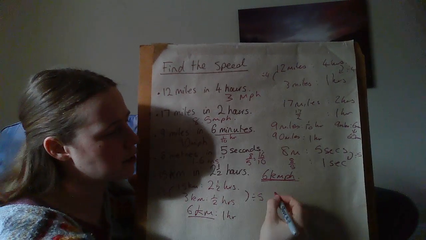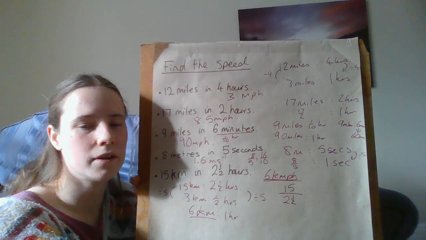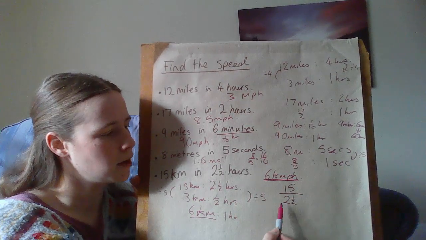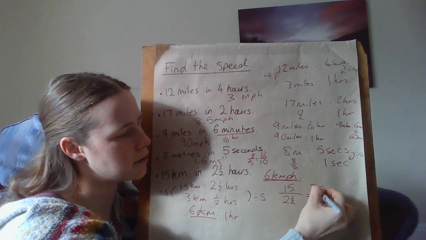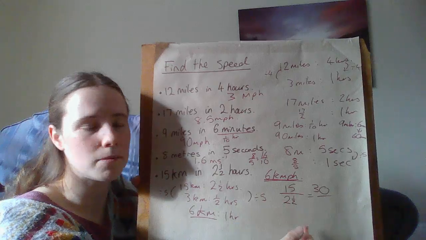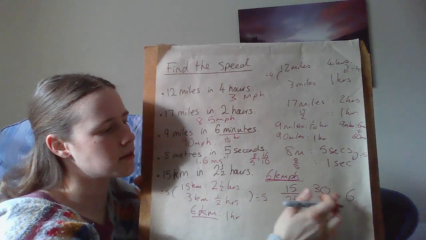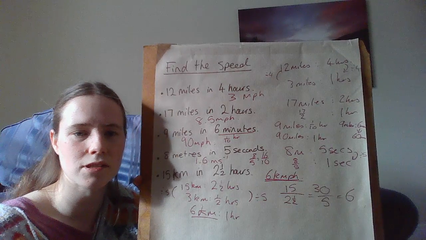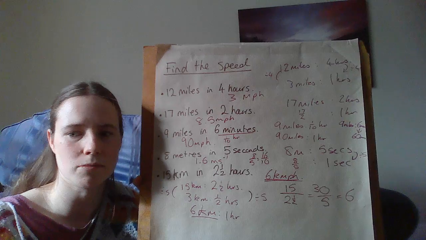If you had done 15 over 2.5, I think the first thing I would have done is doubled the top and the bottom to make that a whole number. So if you double both top and bottom, you get 30, and then 2.5 doubled becomes 5. 30 divided by 5 is 6. So you still get the same answer. It will work out fine. It's just some people prefer breaking down their fractions rather than trying to do a division with them. Okay.